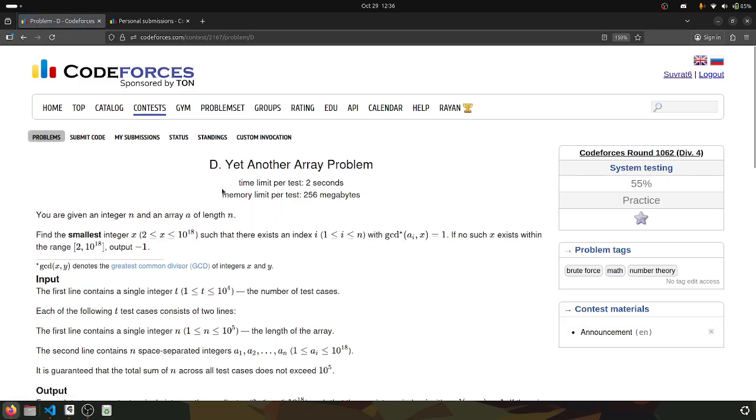So yet another array problem. You are given an integer n and an array A of length n. Find the smallest integer x such that there exists an index i with GCD(A_i, x) equal to 1. If no such x exists within the range, output -1.